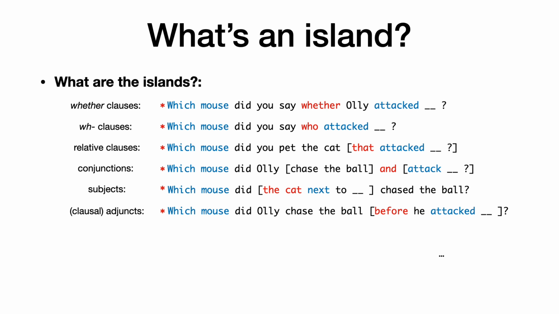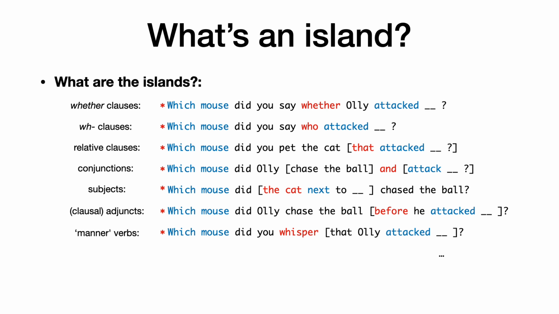Which mouse did Ollie chase the ball before he attacked? Again, sounds pretty weird. Manner verbs, which is something we'll come to at the end of the lecture, are also kind of an interesting case. Verbs that basically describe how you say something and not that you said something often sound like islands.